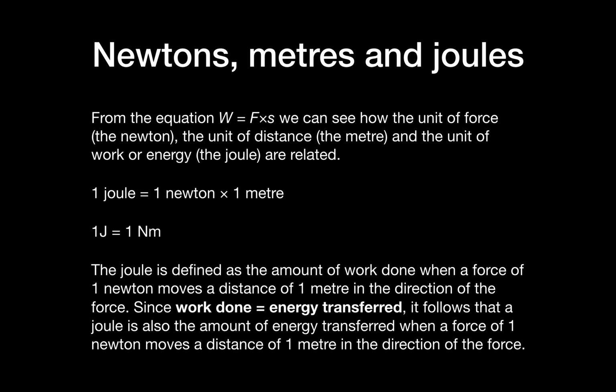So Newtons, meters, and joules, these are units which we have to talk about. From the equation W is equal to F into S, we see that the Newton, which is the unit of force, the meter, which is the unit of distance, and the unit of work or energy, the joule, are related, right? 1 joule is equal to 1 Newton into 1 meter, or 1 joule is 1 Newton meter. So now we can also define 1 joule, because now we know that it is 1 Newton multiplied by 1 meter, right? So the definition is written there.